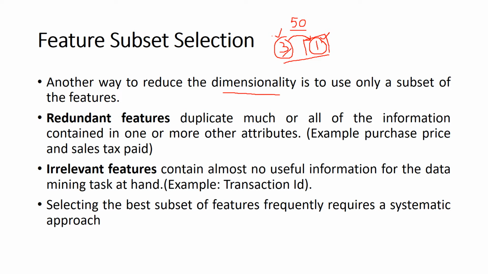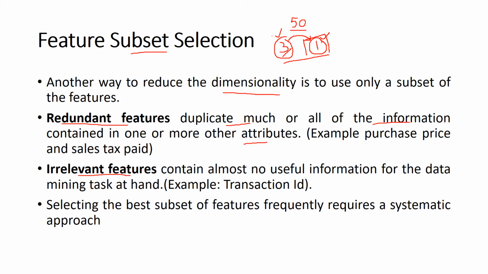Now coming to subset selection. In the data set, there are going to be a few features which are called redundant features or irrelevant features. These features do not make any sense when we are trying to do analysis on the data. The redundant features are the duplicate features. They duplicate all the information contained in one or more attributes. Therefore, these redundant features can be reduced.